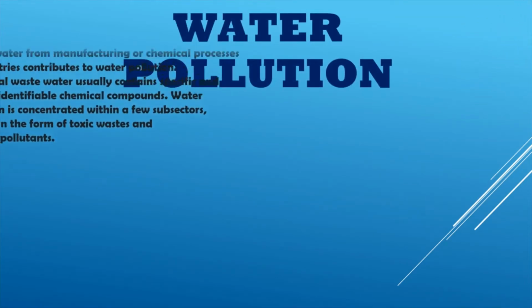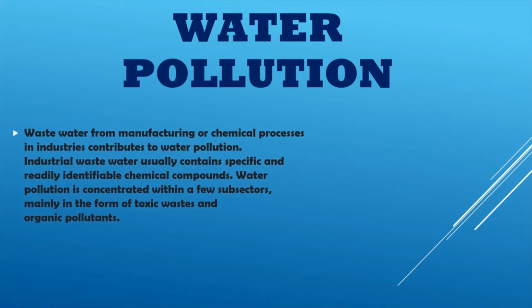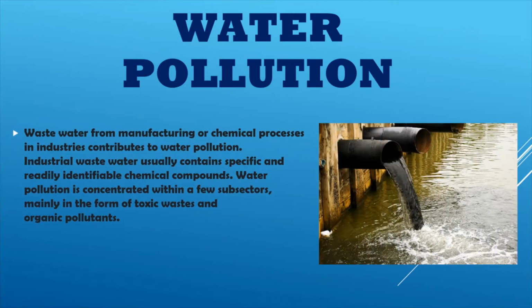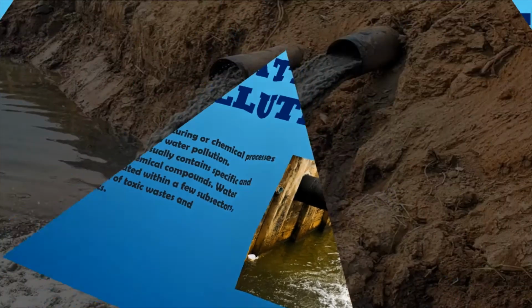Water pollution. Wastewater from manufacturing of chemical processes in industries contribute to water pollution. Industrial waste water usually contains specific and readily identifiable chemical compounds. Water pollution is concentrated with a few subsectors, mainly in the form of toxic wastes and organic pollutants.